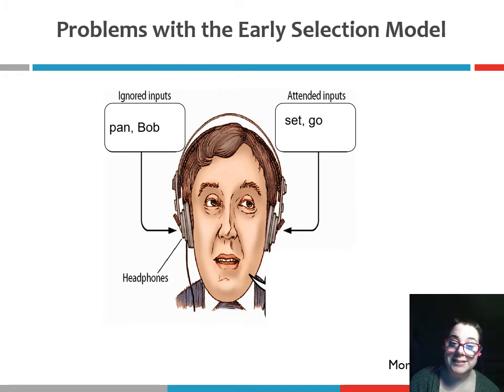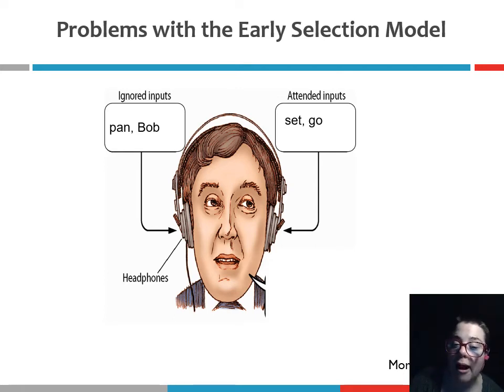So we just talked about all the different things that participants don't notice in the unattended channel. They don't notice whether it's a male or female speaking. They don't notice if the language changes, what have you. But they seem to be able to detect information that is relevant to them or personally important to them, right?